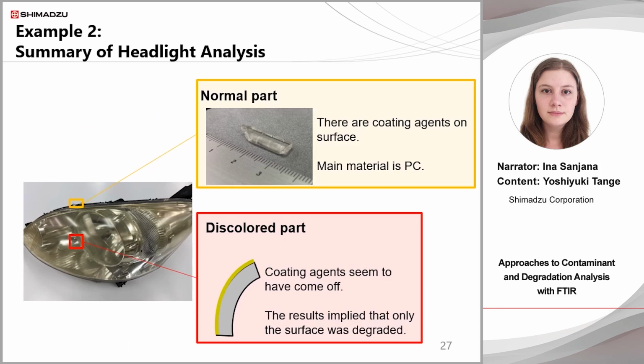This is a summary of the analysis results for the vehicle headlight. From the analysis results of the normal part, which was not noticeably discolored, we found that the base material was polycarbonate. In addition, a coating agent containing PMMA was detected on the surface. On the other hand, no peak from this coating agent was observed on the surface of the discolored part. The degree of deterioration was about the same as that for plastic exposed to ultraviolet light for 550 hours in the ultra-accelerated weathering tester. This degradation was limited to the surface.